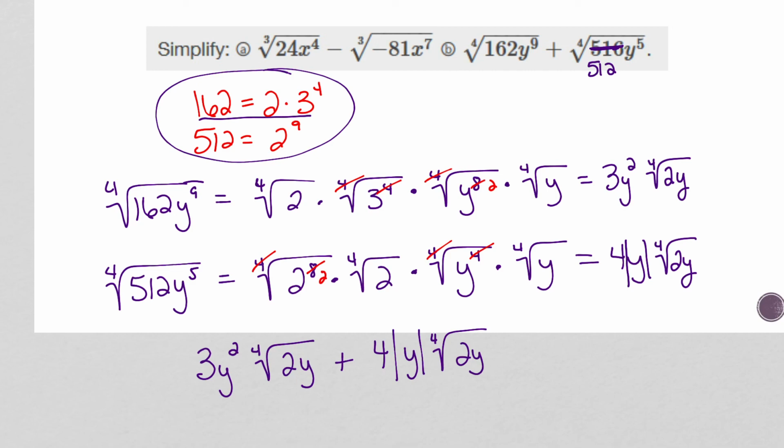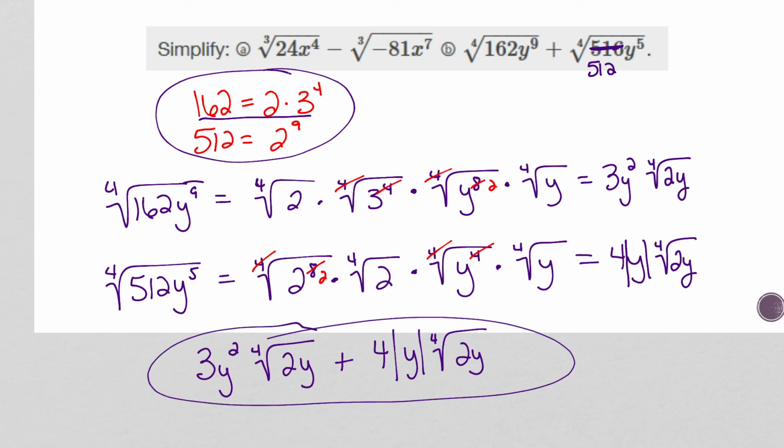Now, the indices match, the radicands match, but notice this is y squared and this is y to the first power. So I can't really do anything else. This is truly as simplified as this answer gets. And I know what you're probably thinking. You're probably looking at that going, I don't see how that is any more simplified than that. And I kind of agree with you. But truly, this is the simplified form.